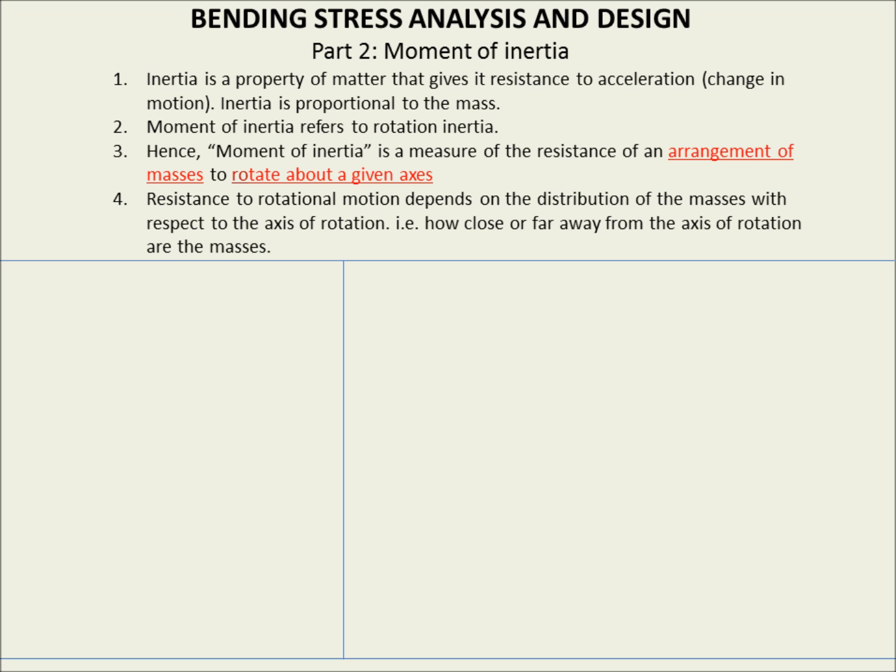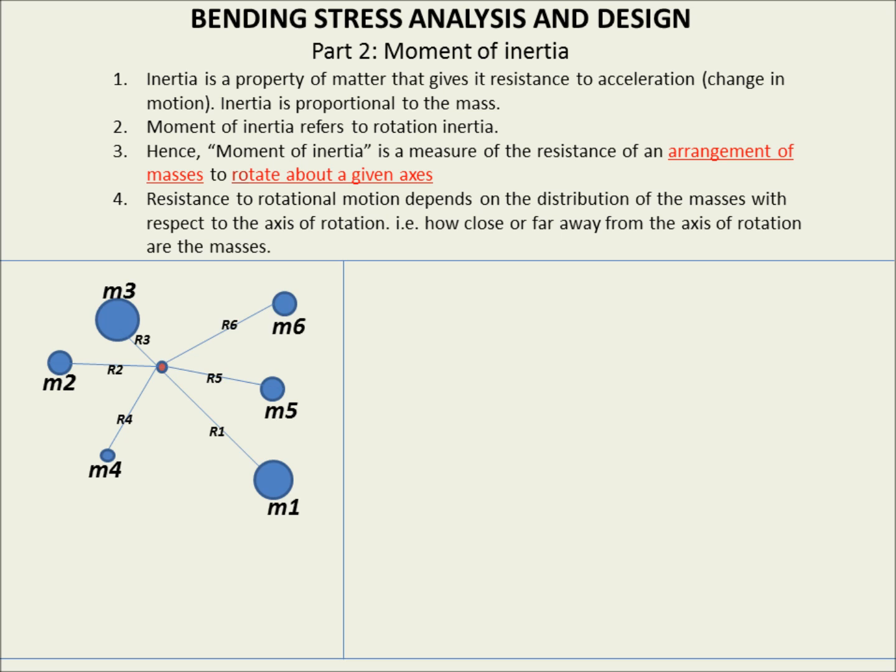We'll do this step by step. So let's consider an arrangement of masses m1 through m6 with distances to the axis of rotation r1 through r6 respectively. And we're going to apply a torque and rotate this arrangement of masses and write out a description of its kinetic energy, the kinetic energy of the system.